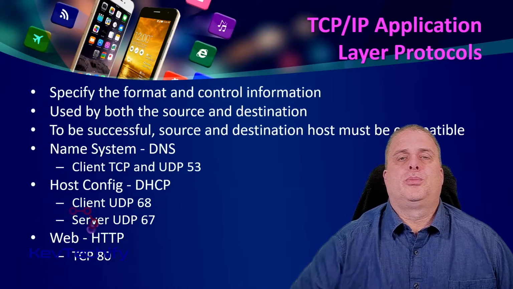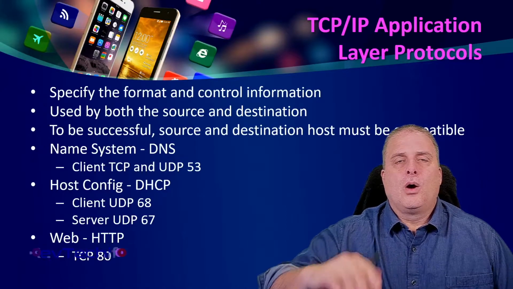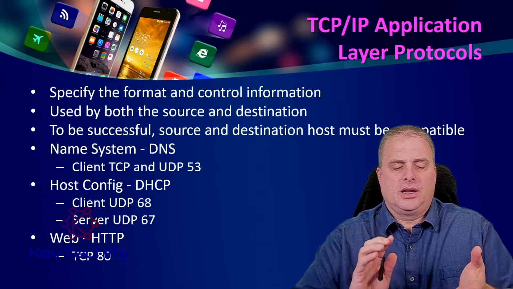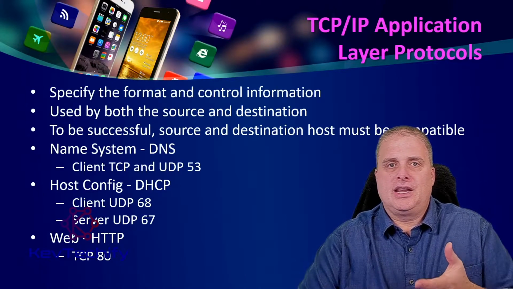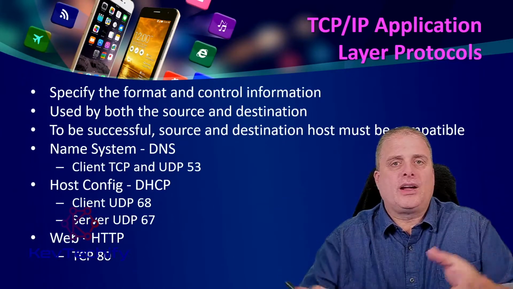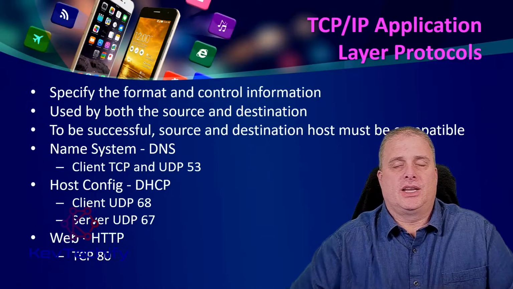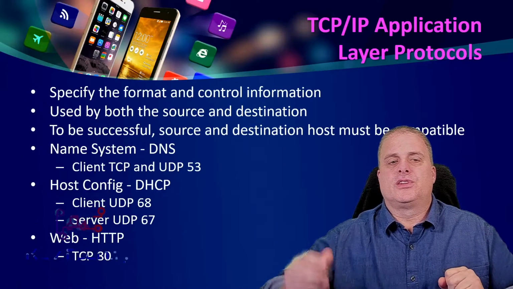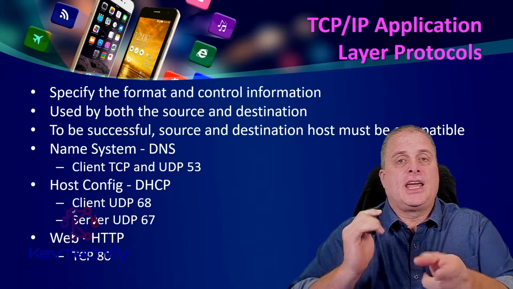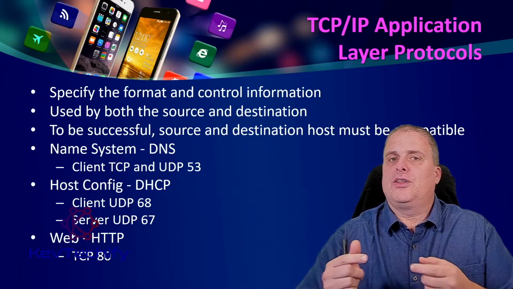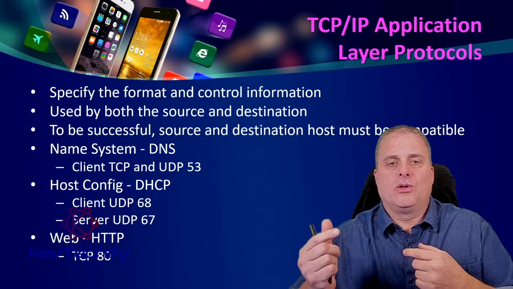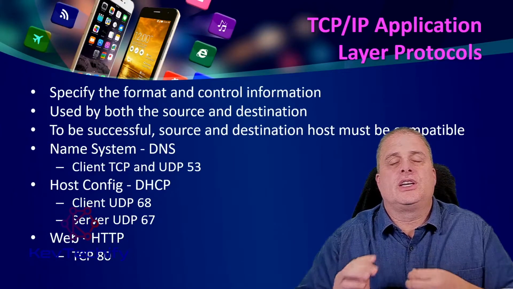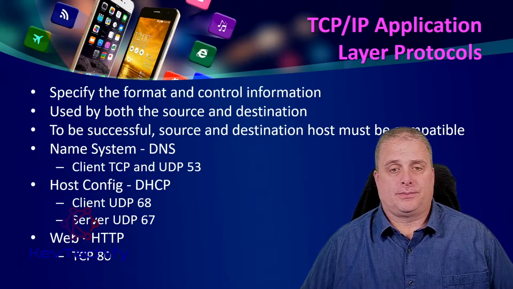The application layer protocols tell us what the format is we're going to use, whether it be the JPEG, the GIF or GIF, PNGs, whatever file format we're going to use, it specifies that. And then we also control that information. We have to make sure that both the source and the destination can use those. If one or the other can't use the protocols or the formats we specify, it's not going to work. So we need to make sure that both the source and the destination are able to use that.